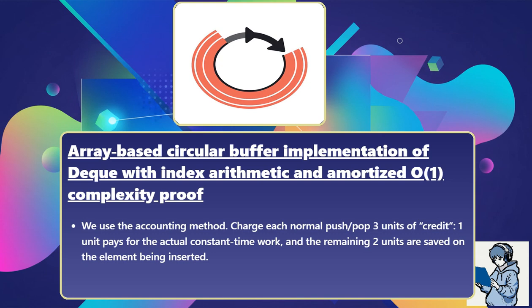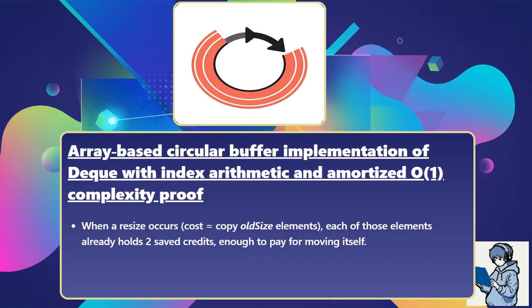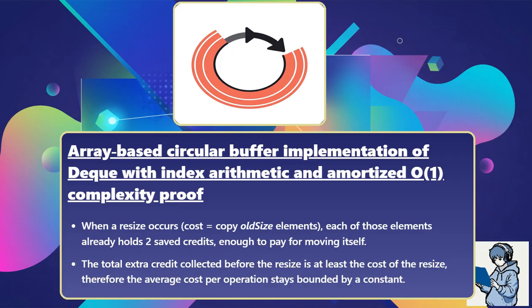One unit pays for the actual constant-time work, and the remaining 2 units are saved on the element being inserted. When a resize occurs, the cost equals copying the old size elements. Each of those elements already holds 2 saved credits, enough to pay for moving itself. The total extra credit collected before the resize is at least the cost of the resize. Therefore, the average cost per operation stays bounded by a constant.